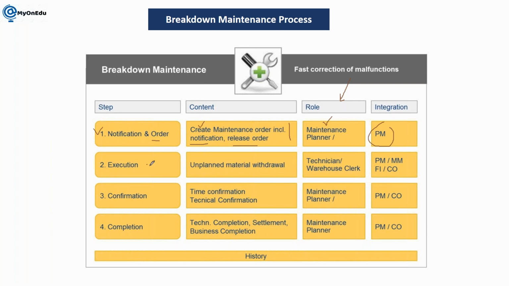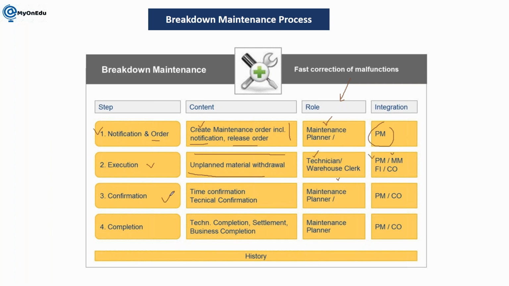Then it will go to the execution step. Here, unplanned material withdrawal. So whatever material we need to consume, spare parts we need to consume to execute this work, that has to be withdrawn. Okay, and then it will be done by the technician or warehouse clerk. The integration in the system will be PM, MM, FI and CO.